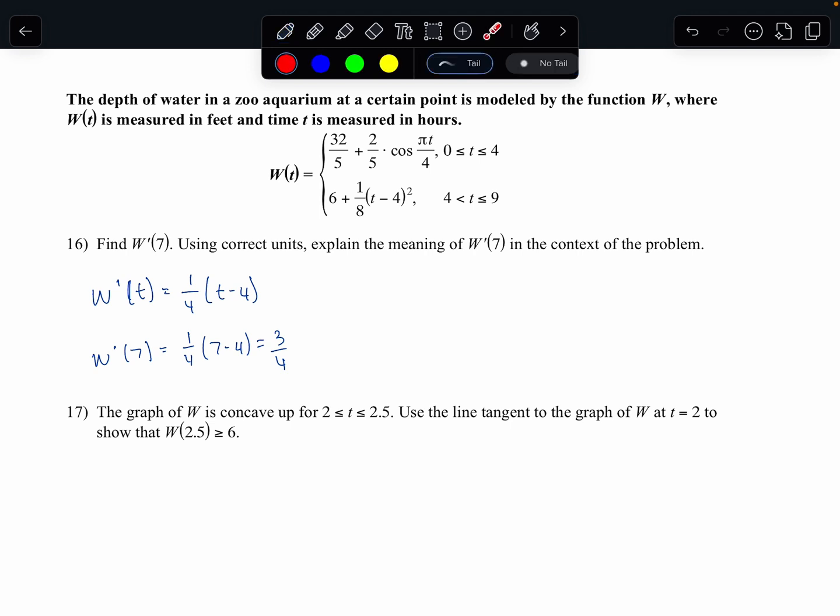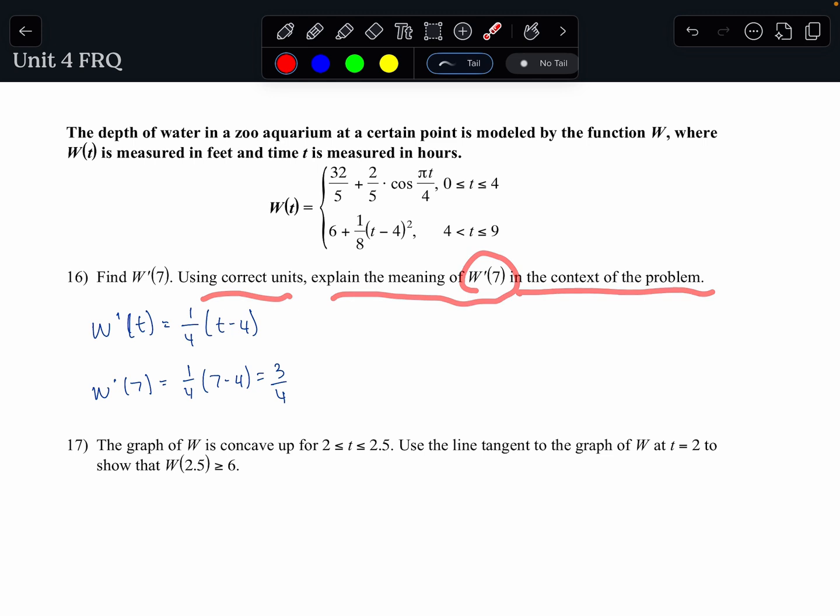Now we have to use correct units and explain the meaning of what W prime of 7 is in the context of the problem. W of t is the depth of water, and the independent variable is in hours. So when I take the derivative, the change of the depth of water per hour is what the units are going to be. So I'll say this right here. W prime of 7 is equal to 3/4. No, I'm not going to write that right there.